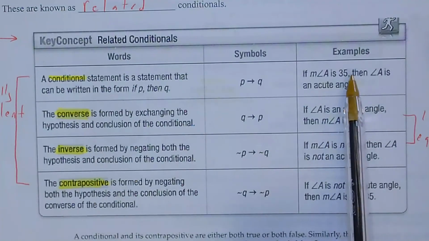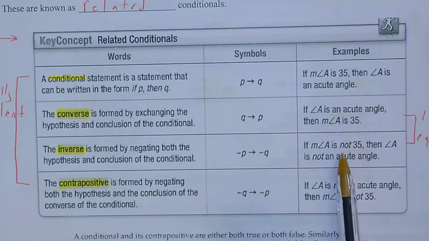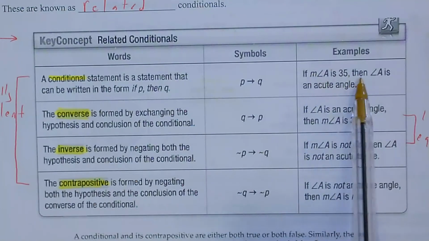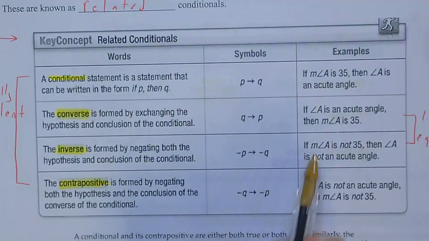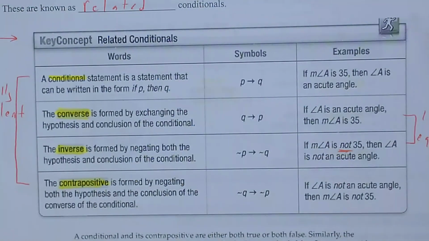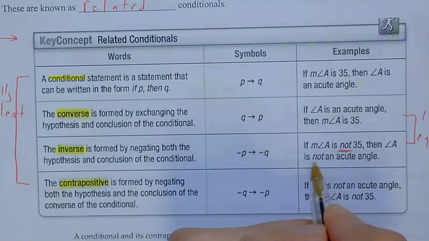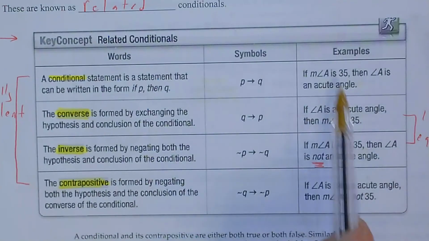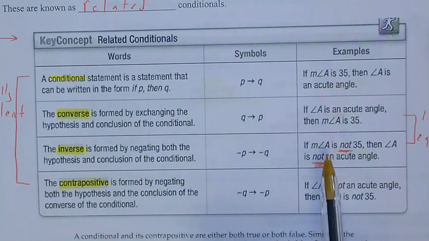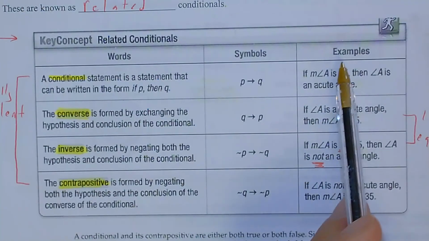Okay, now go back to the original and look at the inverse. So the original says if A is 35, A is acute. You're going to say if A is not. See that not? If A is not 35, then A is not an acute angle. You are doing the inverse, which is negation, which is saying you're taking the original statement and saying it's not going to be.